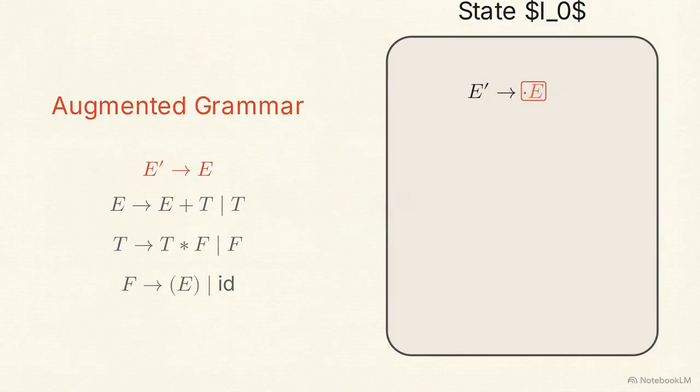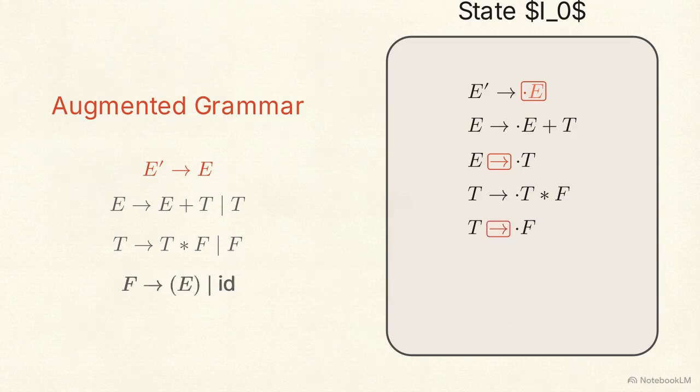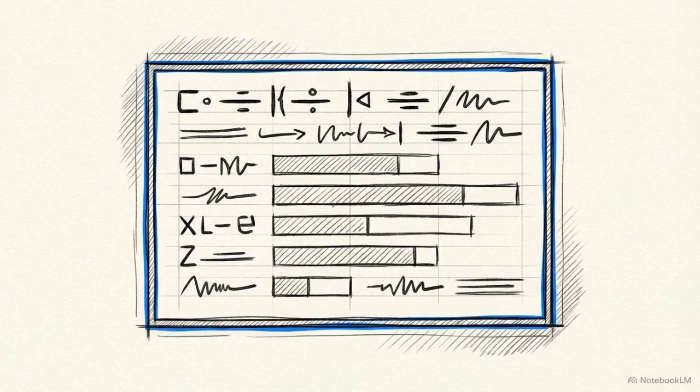The closure function operates on one strict rule. If a dot immediately precedes a non-terminal, like this E, the parser must anticipate encountering that symbol. Consequently, we must add all productions belonging to E into the current state. This triggers a recursive cascade. The newly added E rules have dots preceding the non-terminal, T, so the T productions spawn. Those new rules have dots preceding F, forcing the F productions to spawn as well. When the cascade halts, the closure function is complete.